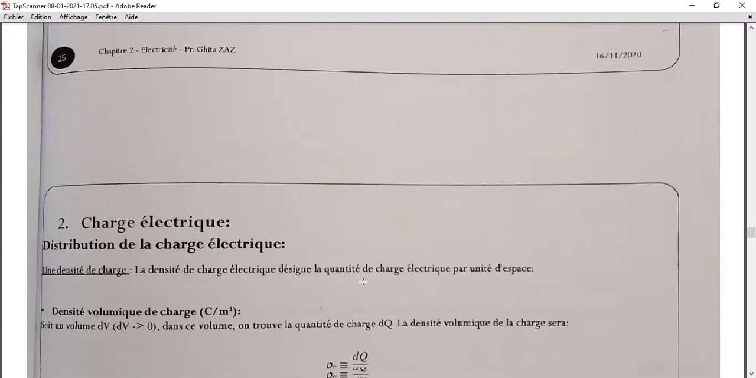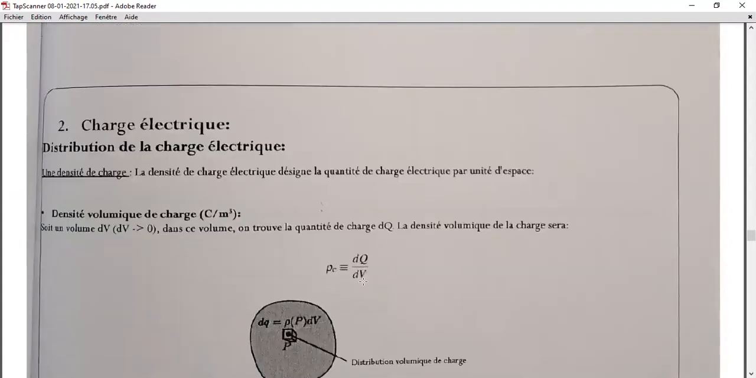Then electric charge, we're still on electric charge. We have talked about the types of charges which you have, which are the positive and the negative charges. We have talked about those things, and right now we're going to look at the distribution of electric charge.